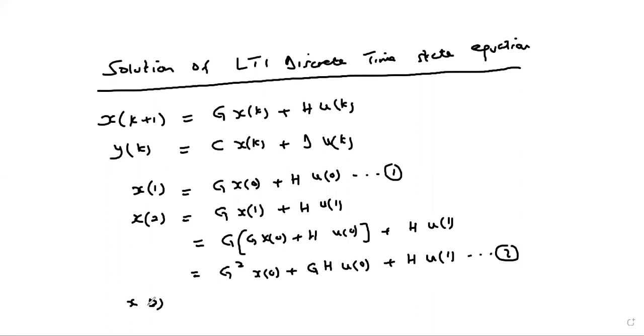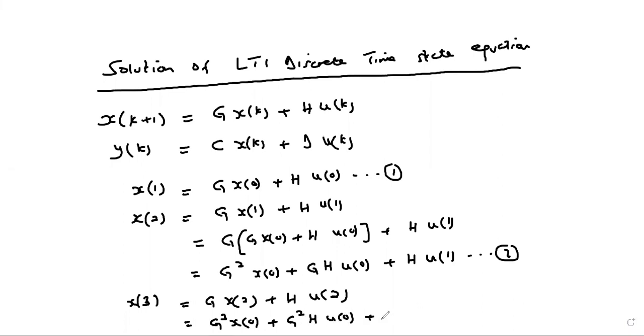Similarly, x of 3 can be obtained as G x of 2 plus H u of 2, which upon expansion, we replace x of 2 with equation 2, and then we can write this as G cubed x of 0 plus G squared H u of 0 plus G H u of 1 plus H u of 2. This is equation 3.